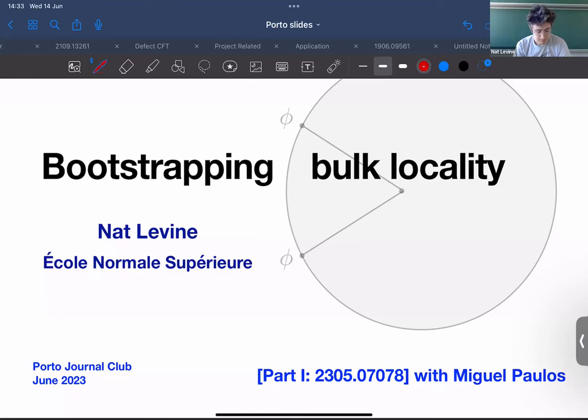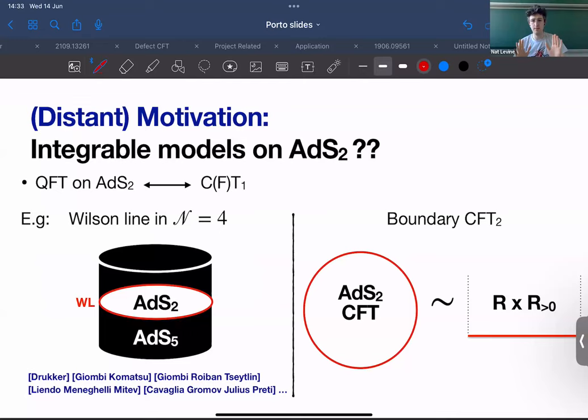So I want to start with a slightly distant motivation from the bootstrap, which reflects a bit my origin. My PhD thesis was in integrability, so I'm coming from an integrability direction. So are there integrable models on AdS2? We know we have some.